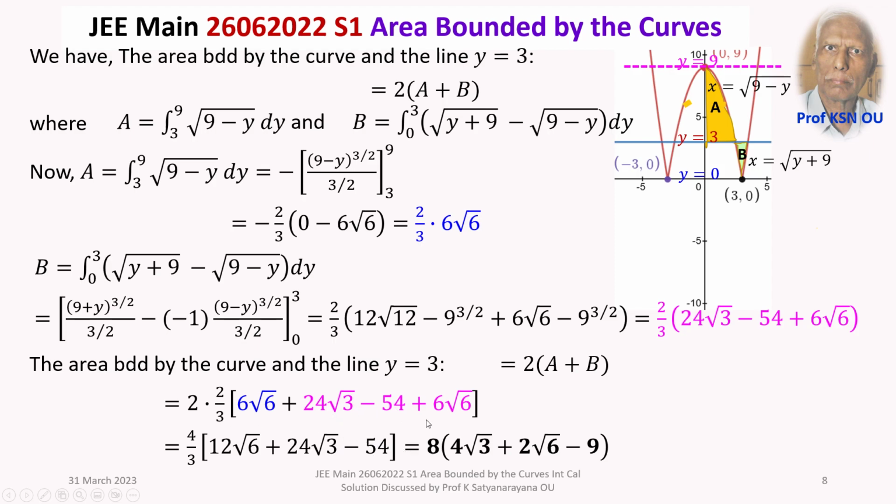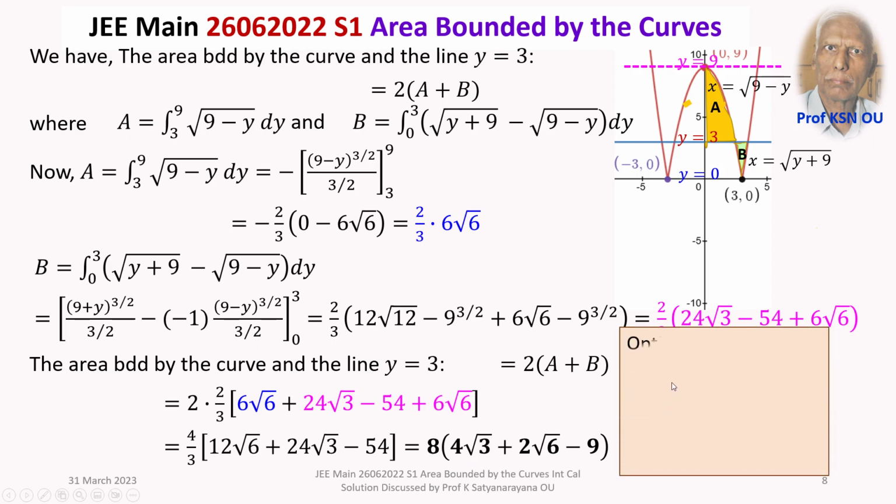So in brackets, what we see is a 6 common. If you take 6 out as common, 4 into 6 by 3, that is 8 into, when 6 is taken out, for 24 root 3 you will have 4 root 3. For 12 root 6, you have 2 root 6. For minus 54, you have minus 9. So 6 is taken out. 4 by 3 into 6, that is 8, into this one.